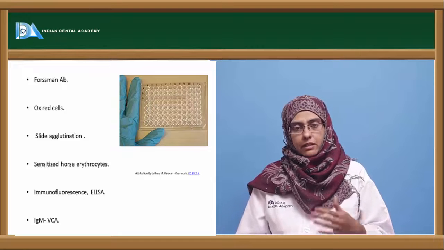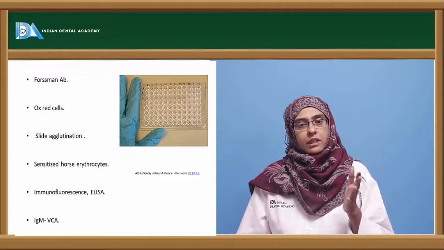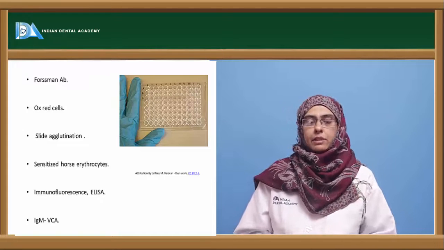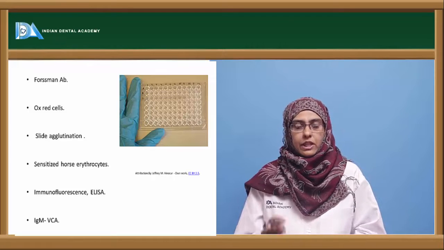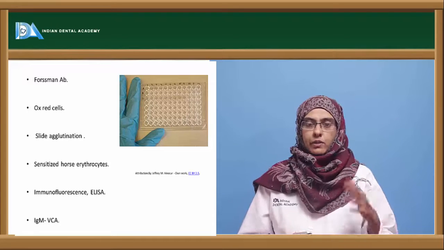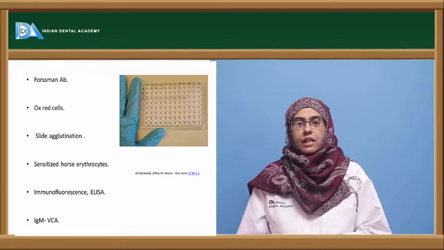And the next technique: because the Paul Bunnell test is more laborious, a single step method has been discovered to identify the disease, which is called the slide agglutination test. So initially the Paul Bunnell agglutination test was used. Now we can go with the slide agglutination test to identify the disease.